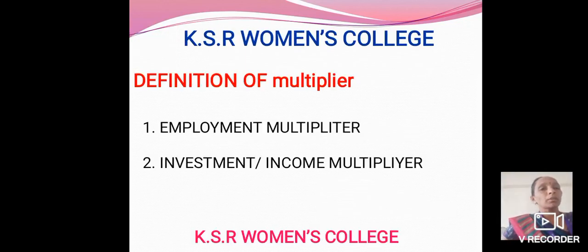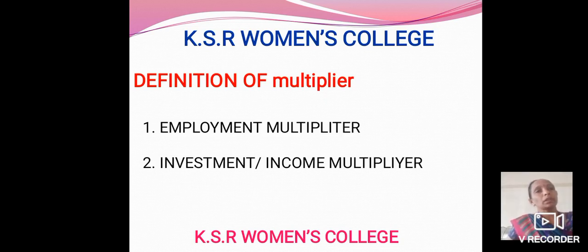Now we talk about the multiplier. The concept of the multiplier was first introduced by R.F. Khan in his article, The Relation of Home Investment to Unemployment, in the Economic Journal in 1931. Khan's multiplier was the employment multiplier. Keynes took the idea from Khan and formulated the investment multiplier.